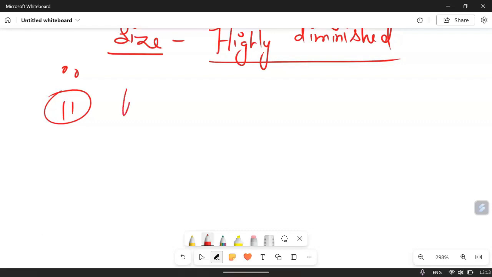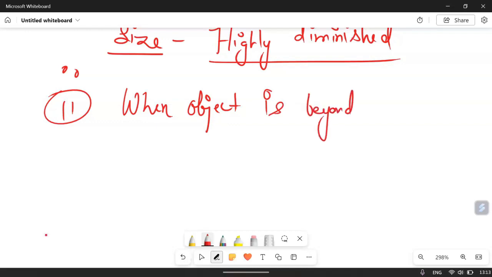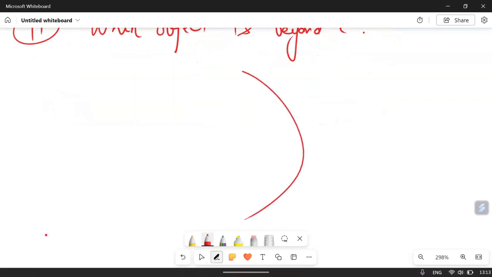Okay. Now we will go ahead with the second case, when the object is beyond C. So after infinity, we will take the object closer. So the range will be between infinity and C. What is C? C is the center of curvature of the mirror.